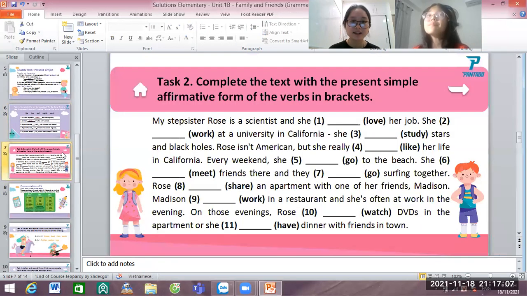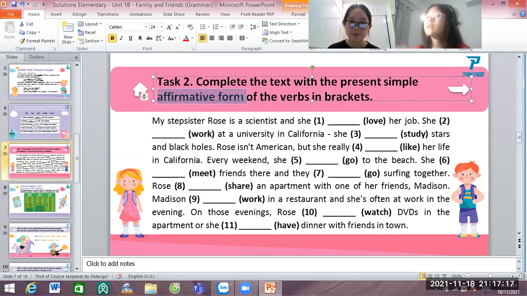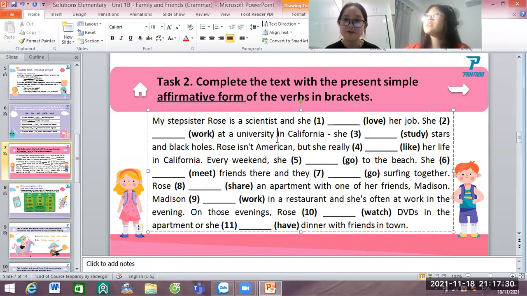Okay, next. We have another task, which is completing the text with the present simple affirmative form. Remember, the affirmative form of the verb in brackets. Okay, 3 minutes enough? Good.